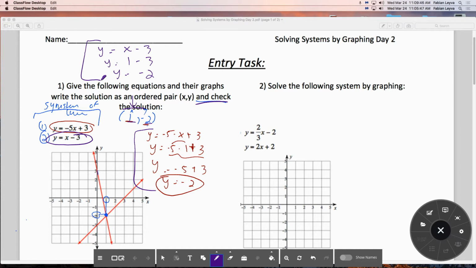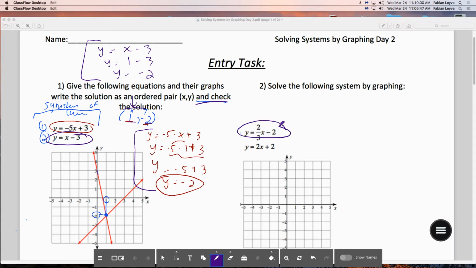All right, notice that number 2 is telling me just to solve the system. It's not telling me to check the solution, so a little bit less work. But let's remind ourselves how to go about doing this. Just like before, they did the graphs for us. Now it is your job to actually graph them. If I look at this equation here, y is equal to 2/3 x minus 2, I can see that my y is by itself.